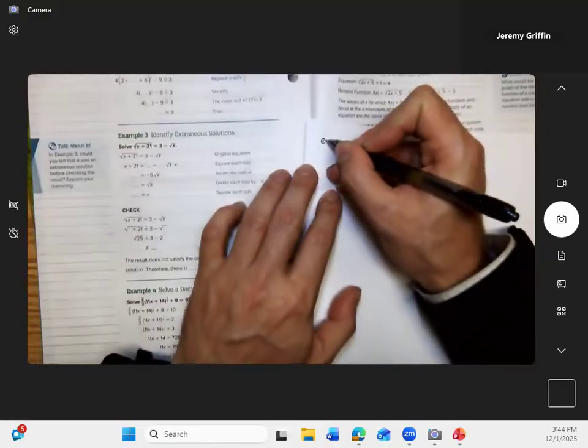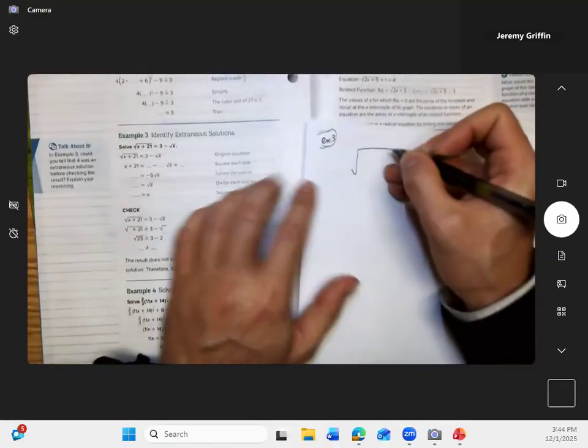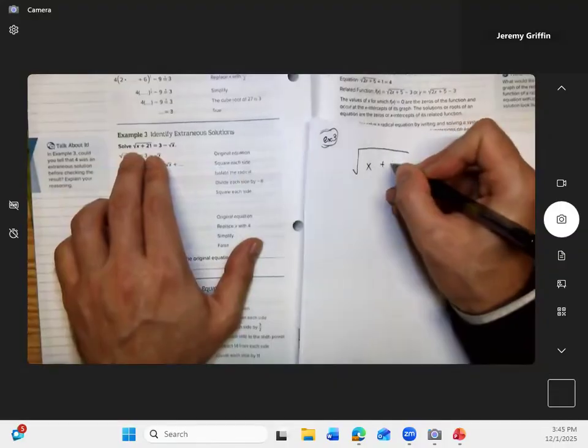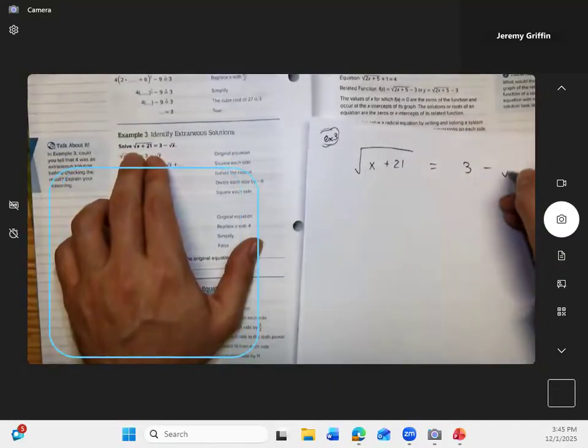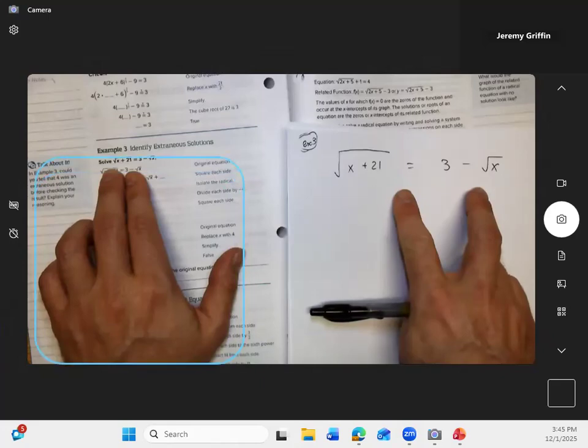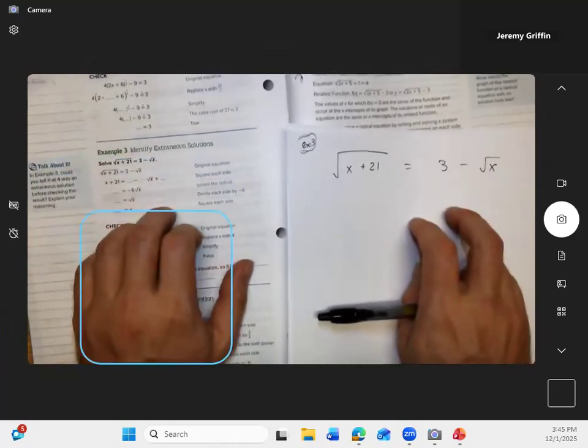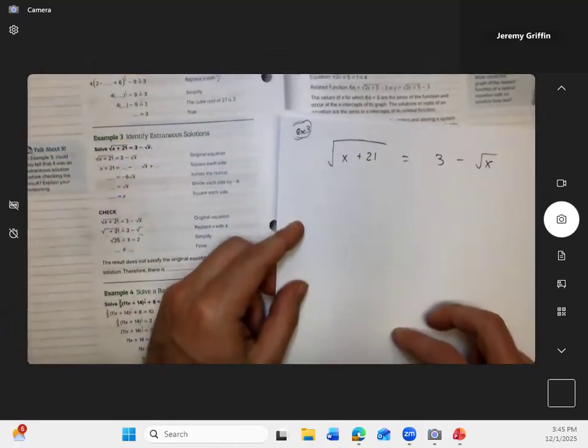We have the square root, example 3: the square root of x plus 21 is equal to 3 minus the square root of x. Okay, what could I do here?